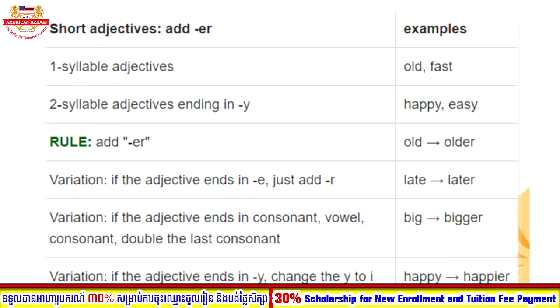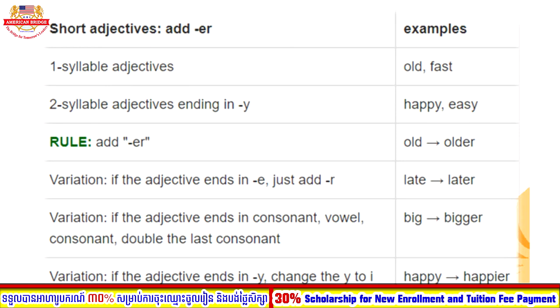Got it, everyone? Right, for example, my family is happier than yours. We can say it like this, happier than yours. So happier than, this is the adjective happy, an adjective that has two syllables and ends in y, we have to change y into ier when we compare. Got it? Good. So the rule, add er, like the word old to older.